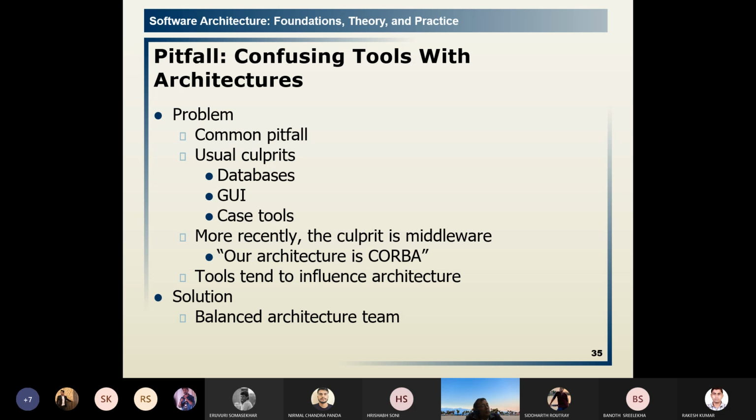In the middleware, a lot of emphasis is being given on CORBA. So one has to be expert in CORBA. If you are not expert in CORBA, then you land in trouble. So this type of different confusing tools give problems. Okay. So the solution is, we need a very balanced architecture team having knowledge in basic requisite tools. In all the tools, my team is not supposed to be expert, but I should have a team having that type of balance.